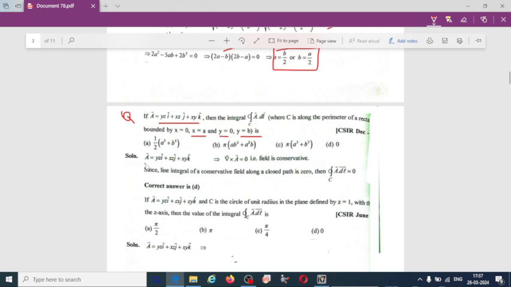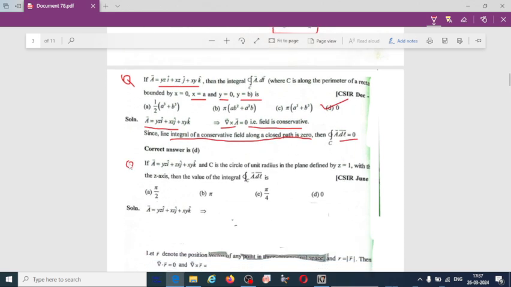So let us take this given vector. If we take the line integral, that is, the surface integral to line integral, we can make the conversion. Then if we take del cross A, that is 0, so the field is conservative. Since the line integral of a conservative field along a closed path is what? 0. Obviously, option D is correct here.